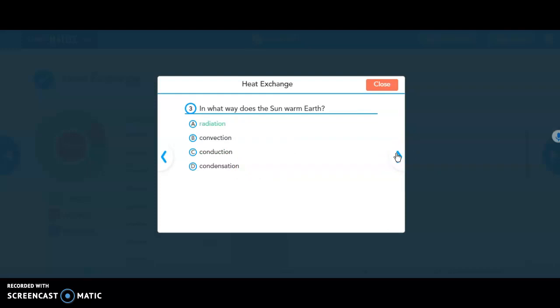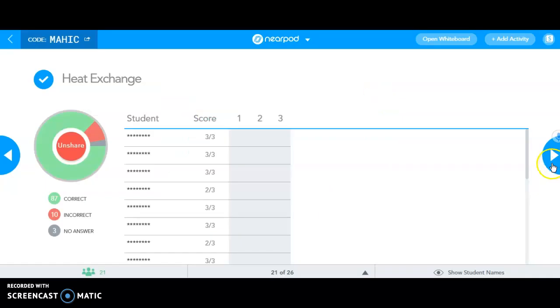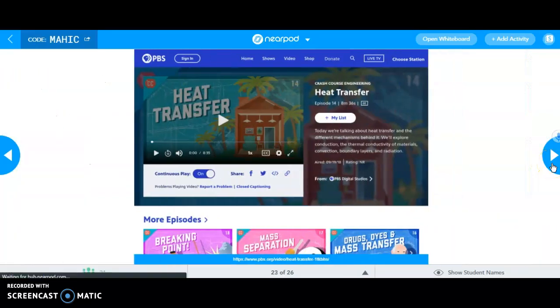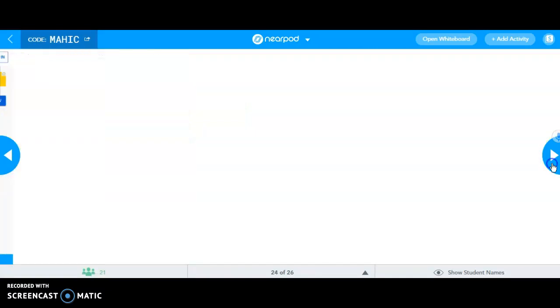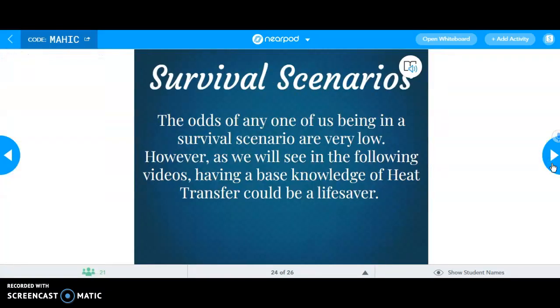In what way does the sun warm the earth? Radiation. The end. If you answered condensation, we need to have a conversation. Moving on. We'll watch that later. And we're going to pause. We're just going to stop here because then we're going to start getting to the whole dual survival, conduction, convection, radiation, and the part of the lesson where we need to go outside. So we're just going to freeze here.